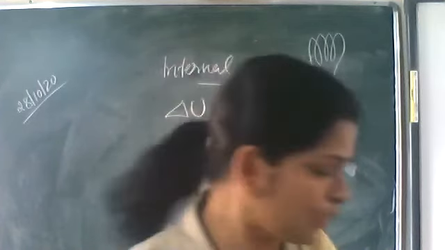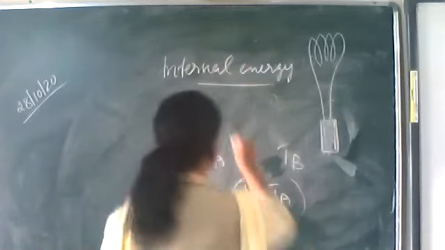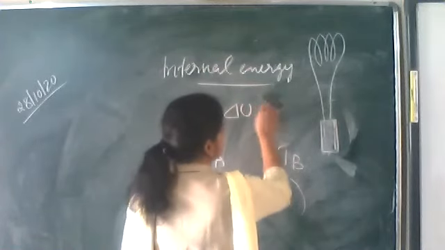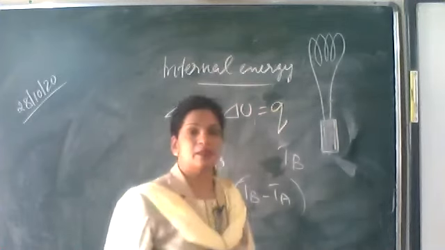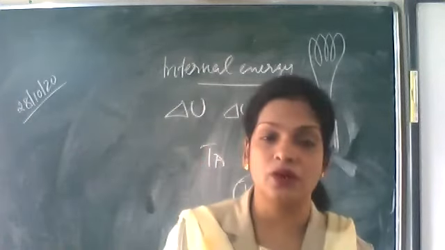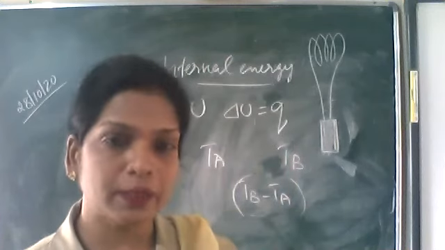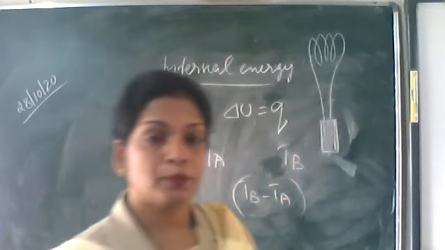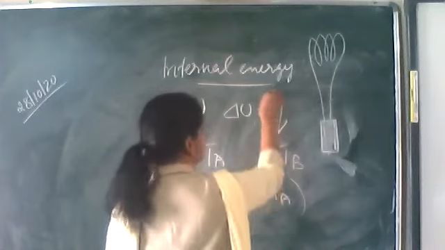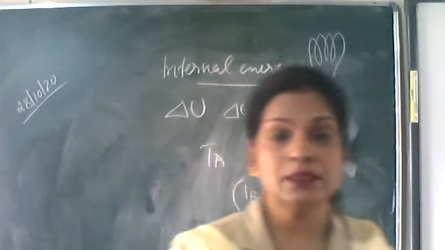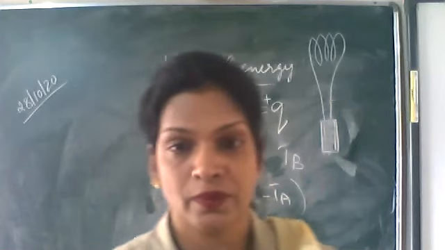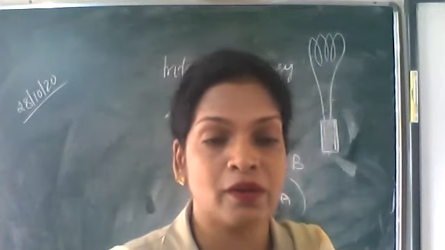So delta U is equal to the heat exchanged, that is called Q. Heat absorbed, heat into the system, is plus Q. Now we have given only heat.